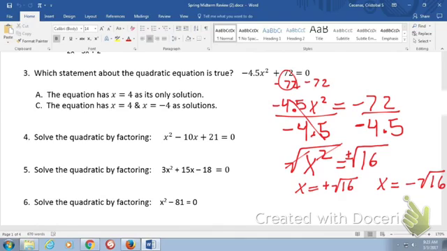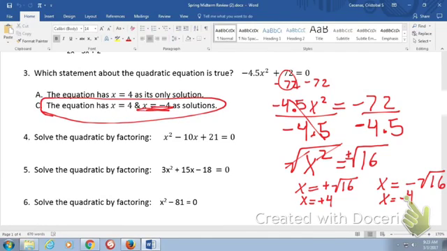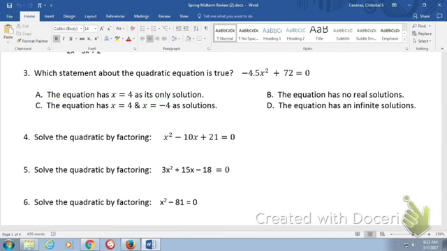When that happens, I should know that x is equal to negative 4, and in here x is equal to positive 4. So I know that if we read the statements, the only one that makes sense is C, that the solutions are negative 4 and 4. Okay, let's go to problem number 4 now.